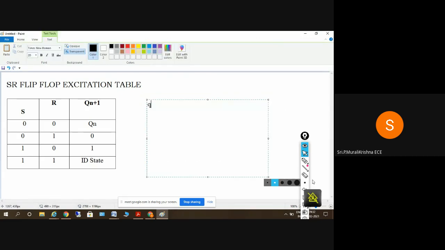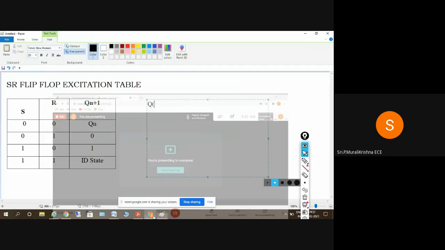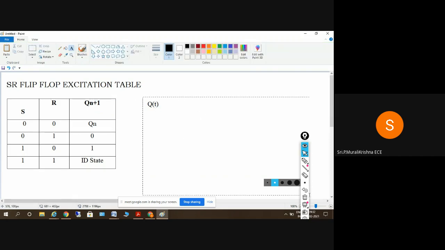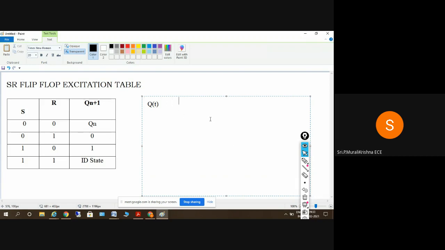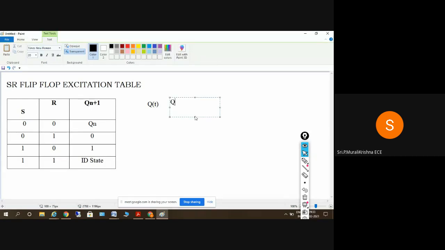the present state q of n, or q of t. Let's take it as t, so q of n or t, anything is fine. t means general time, so it's fine. So q of t, and the other one is q of t plus 1.